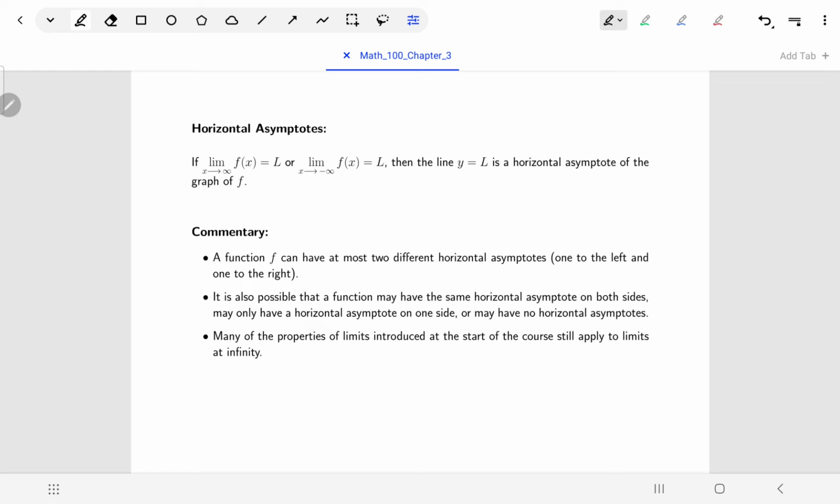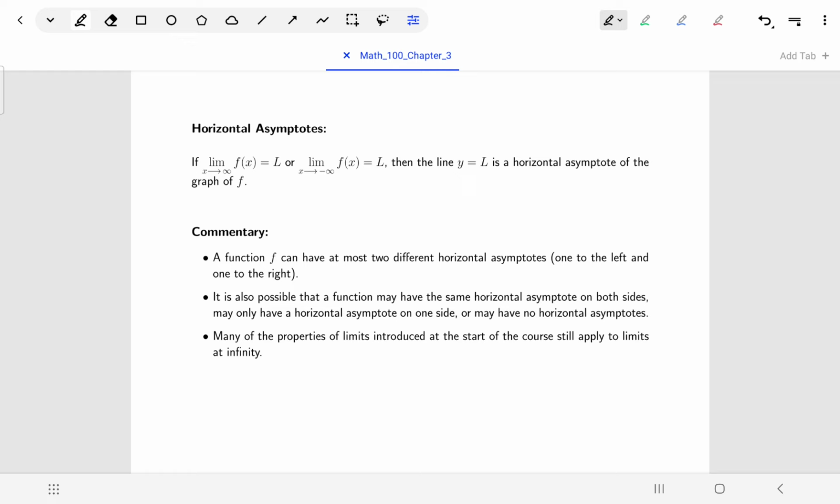And that's another thing to keep in mind here, of course. You have two sides, a far left and a far right. It's possible that your function has the same horizontal asymptote on both sides. Maybe it has two different horizontal asymptotes, one on the left, one on the right. Maybe it only has one horizontal asymptote, only on one side, or maybe it has neither. But those are really the only options that we have as far as horizontal asymptotes.